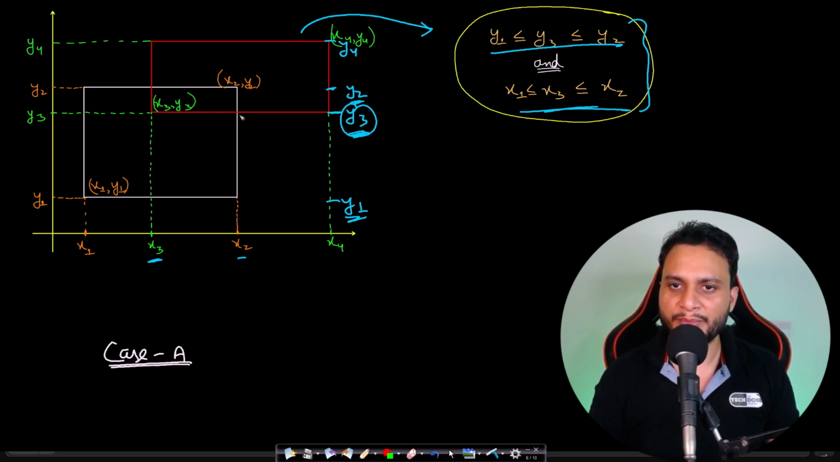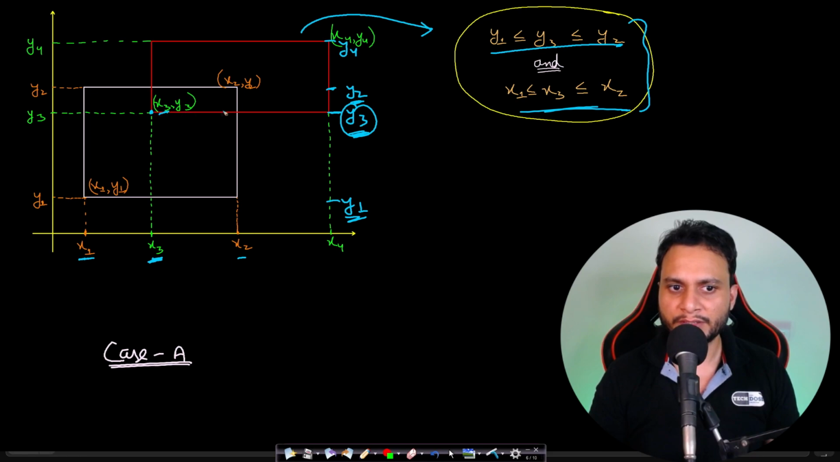an intersection will happen. And if an intersection happens here, then you have to find out what will be the bottom left part of this intersection. And if you can visually see and solve this, it will be the maximum of this x3 comma x1, and it has to be x3, right? Because x3 lies in between x1 and x2, so it has to be x3.